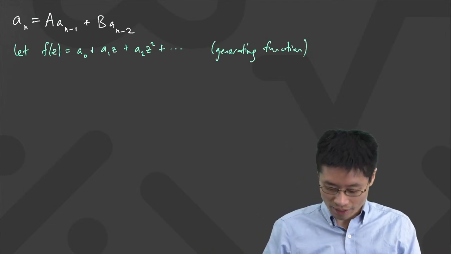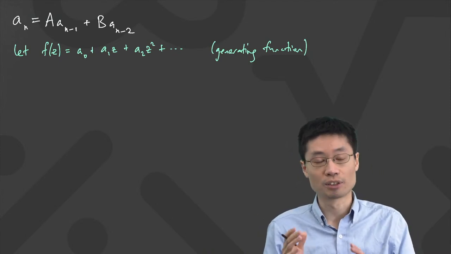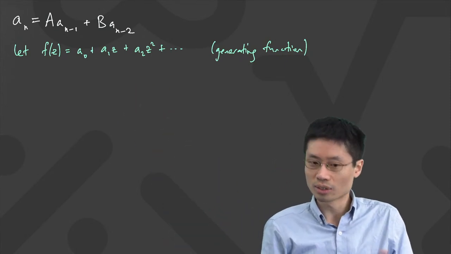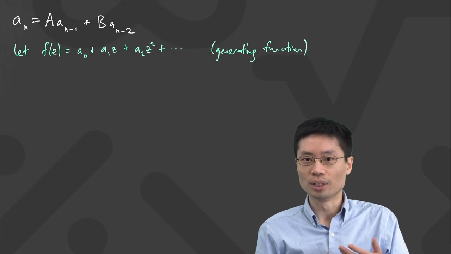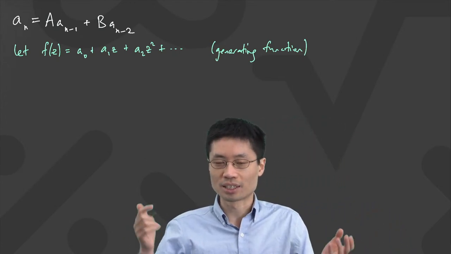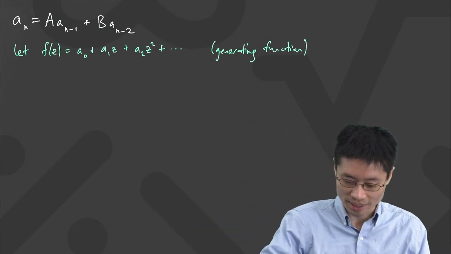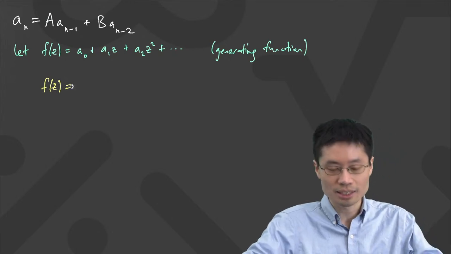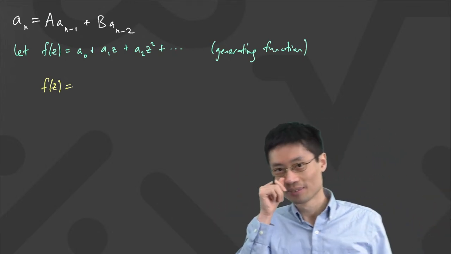So now I've gotten this generating function for the general recursion. Let's proceed. What do we do? Can we try to use the same ideas that we had with the Fibonacci? Can someone tell me what I might want to do with this? I know that f(z) equals. We need to take some step. What do I do?